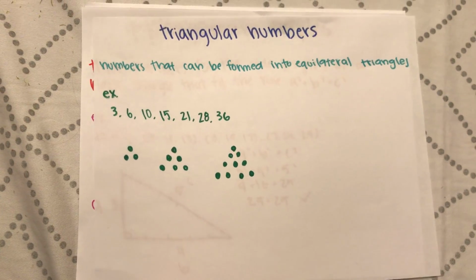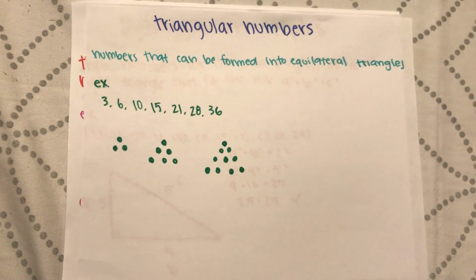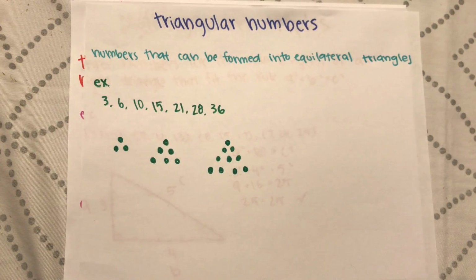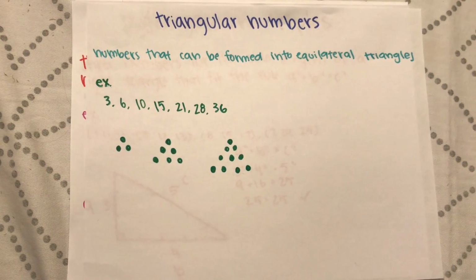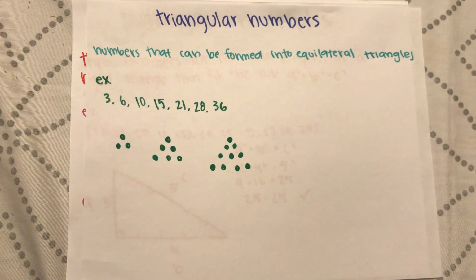A third pattern demonstrated by number theory is triangular numbers. Triangular numbers are numbers that can be formed into equilateral triangles. Some of these numbers are 3, 6, 10, 15, 21, 28, and 36.